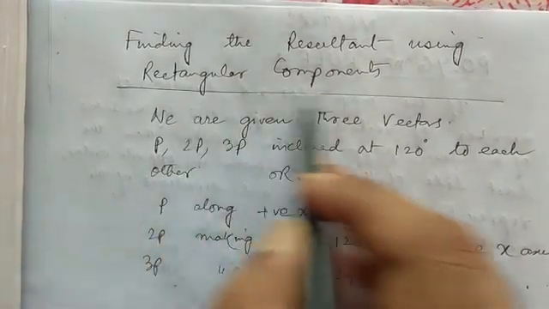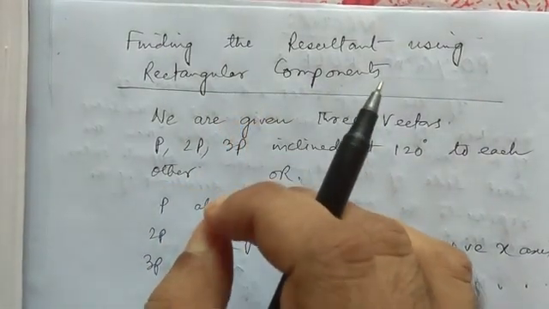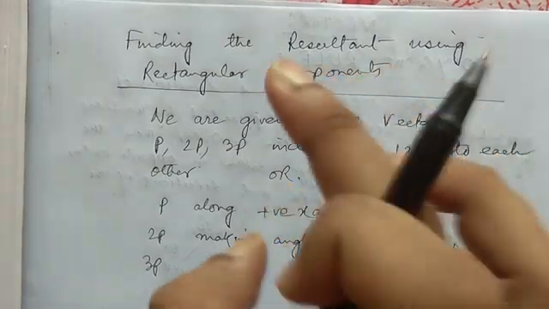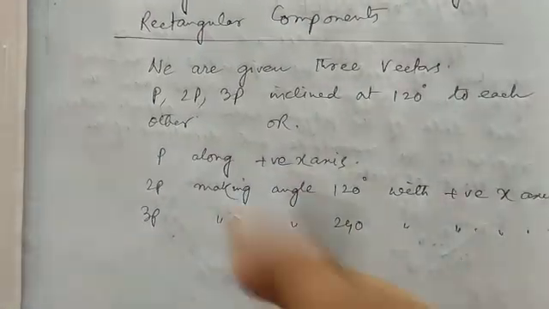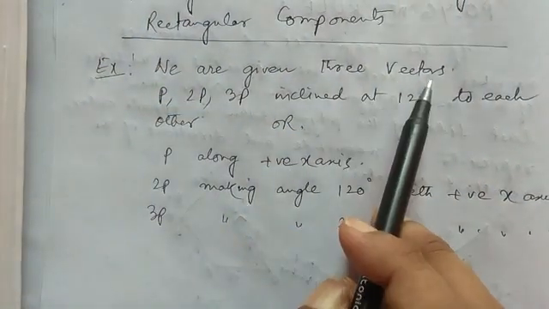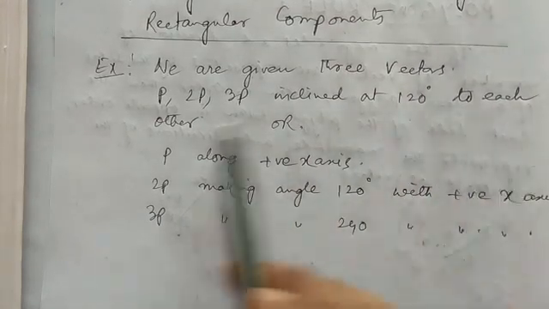Now, finding the resultant using the rectangular components. What we have learned earlier is to find the rectangular components of a vector, or rather the breaking up of one vector into two components. So, for example, we are given three vectors: P, 2P, 3P inclined at 120 degrees to each other.